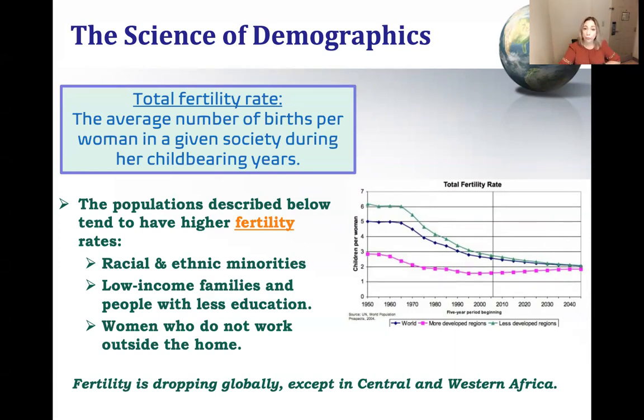So your final learning objective for this section was, if I give you a hypothetical description of a group of people, will it increase or decrease the birth rate and death rate? So if I were to give you a scenario with a low income family and a high income family, you would need to tell me which one would have a higher fertility rate. Okay, so it's just taking examples and applying it to the groups that I've given you on this slide.